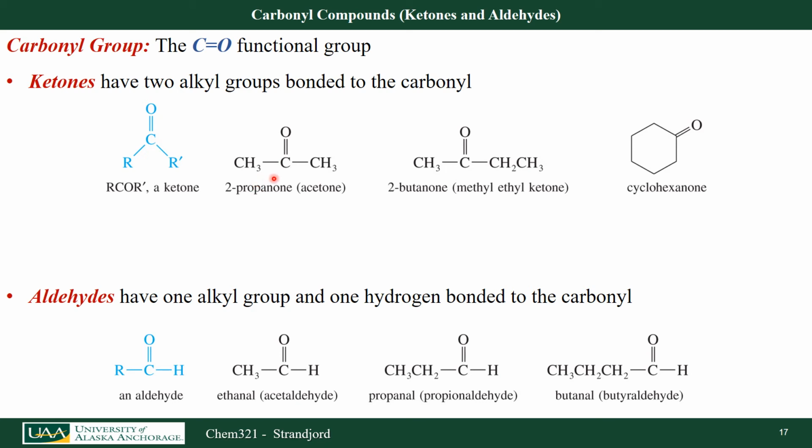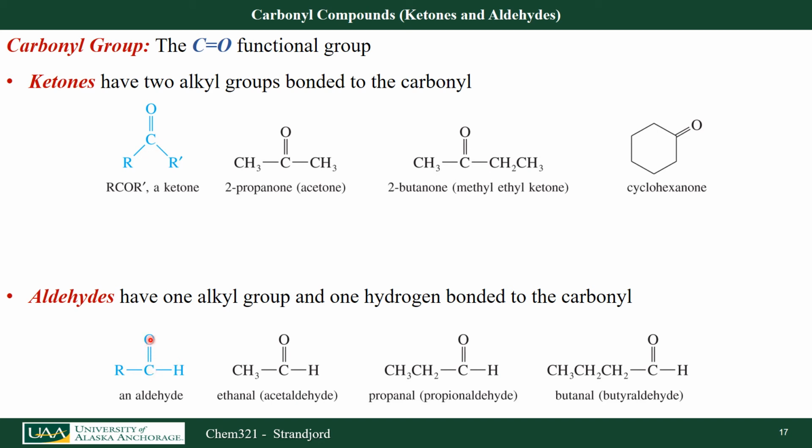I change the E to an one. This is actually a ketone, so this is 2-propanone. This would be 2-butanone because there's 4 carbons now here. And here is cyclohexanone. Aldehydes have an alkyl group attached to it and 1 hydrogen bonded to that carbonyl group.